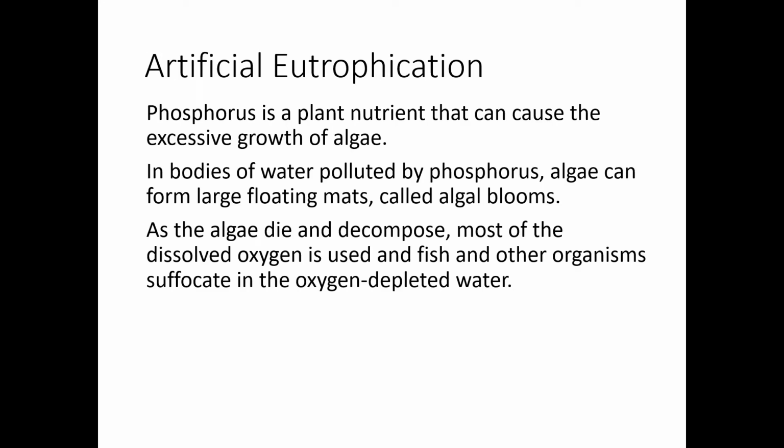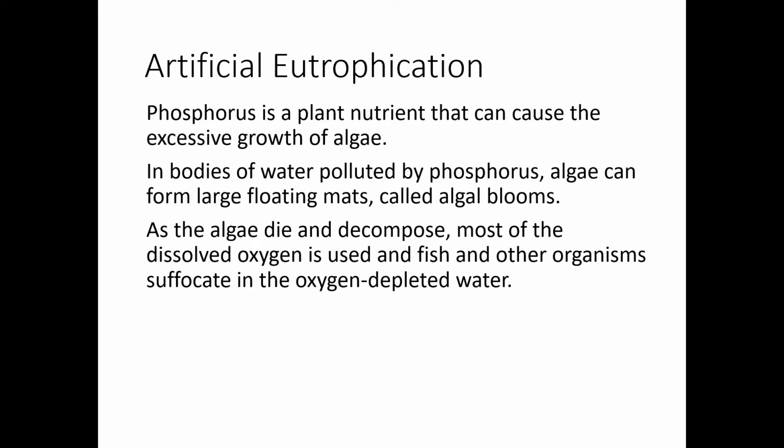So phosphorus is a plant nutrient, and so what happens is, the phosphorus and the nitrogen are going to run off and get into these bodies of water, and they're going to cause excessive growth of algae. Now algae, they're a plant, they're a producer, and they're not inherently bad, but where the problem comes in is when these algae die.